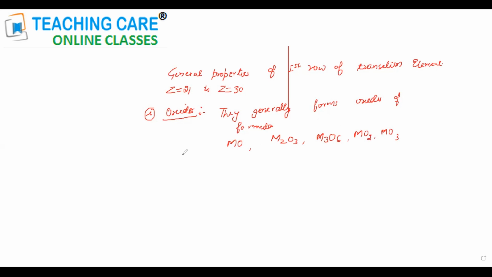These oxides are generally formed when transition elements are heated, at high temperature. Okay.